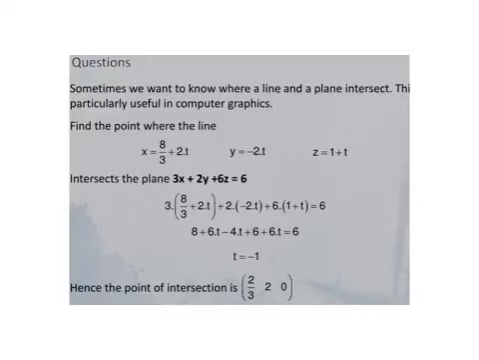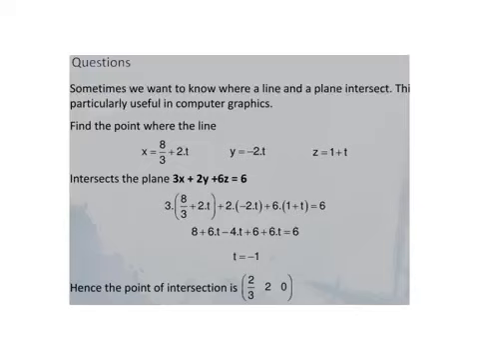Sometimes we want to know where a line and a plane intersect. This is particularly useful in computer graphics. Find the point where the line given by the parametric equations x = 8/3 + 2t, y = -2t, z = 1 + t intersects the plane given by 3x + 2y + 6z = 6.